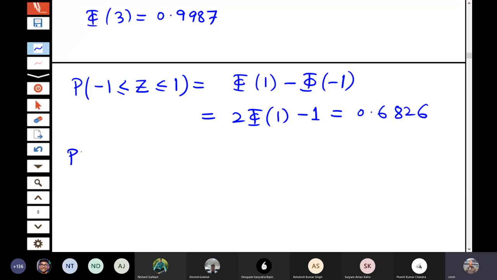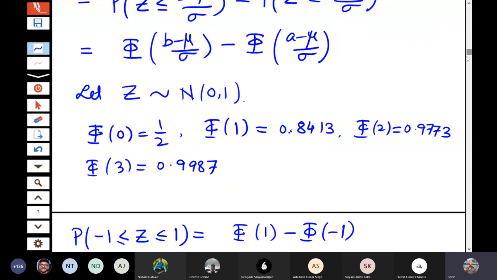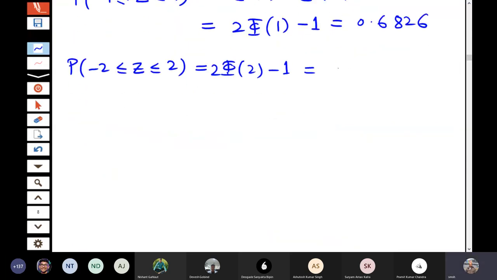Let us look at the second part, -2 less than or equal to z less than or equal to 2. That is phi of 2 minus phi of -2. Again, because of this relation, it becomes 2 times phi of 2 minus 1. And phi of 2 I have written here. So you can easily calculate and tell me the answer. It is 0.9546. That means from -2 to 2 you have more than 95% of the probability.